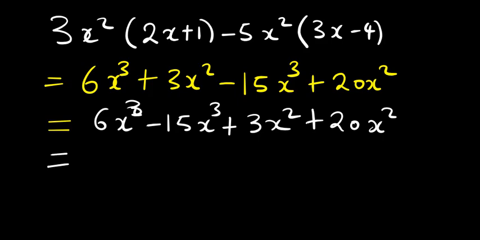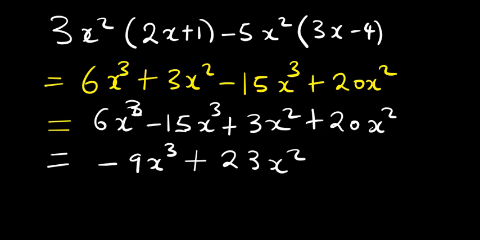I'm just supposed to solve. Okay, so I've got 6x to the power 3 minus 15x to the power 3. So I'm going to have negative 9x to the power 3. Then when I add the other ones, 3x squared and 20x squared, that will give me a 23x squared. So basically that's how we solve, by expansion.